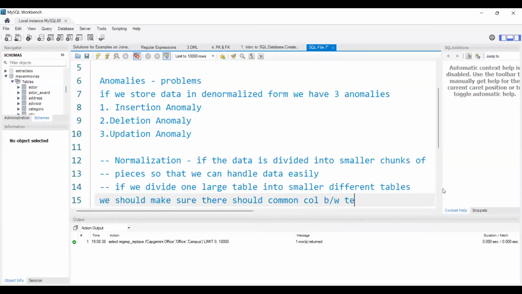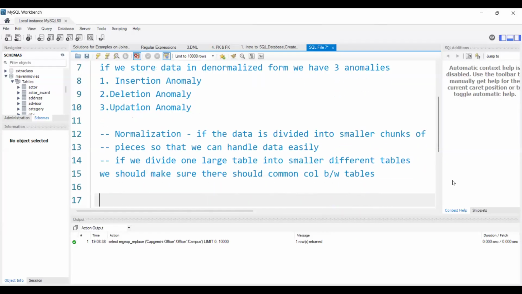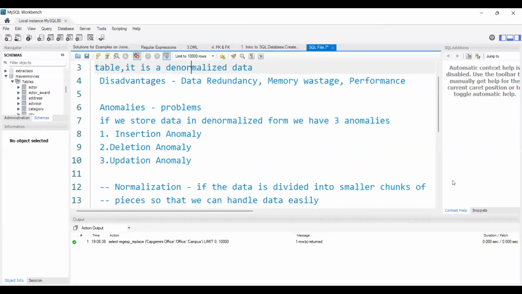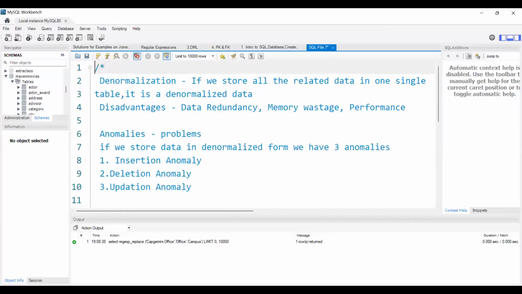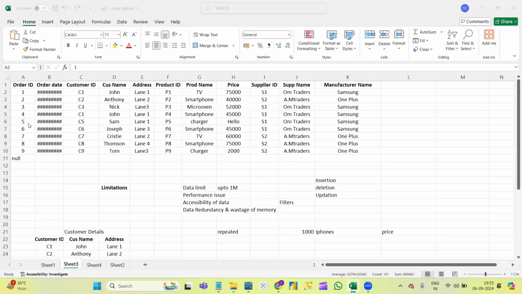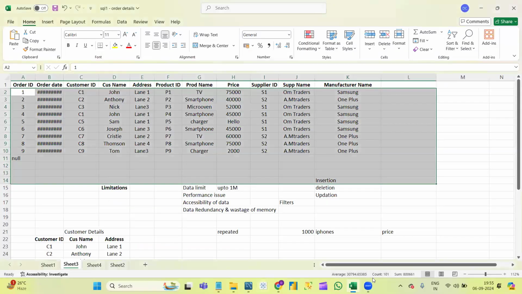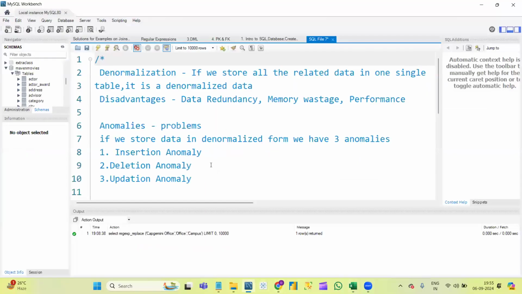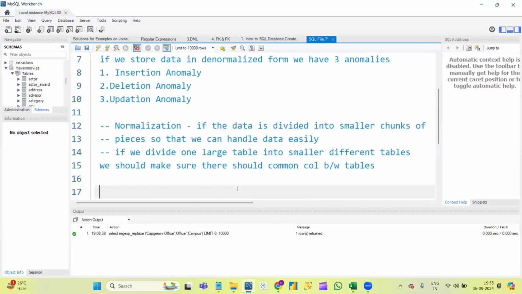Till yesterday, ma'am, what we did is normalization. Correct, almost from day one we worked on normalization only. In SQL, we work on normalized data only. Before normalization came into existence, there was denormalized data. In SQL also, they used to save the data like this only, in one large table. At that time, they faced all these issues. That's the reason the normalization concept came into existence, and one by one everything was created: primary key, foreign key, joins. And for many years now, we are using only normalized data.